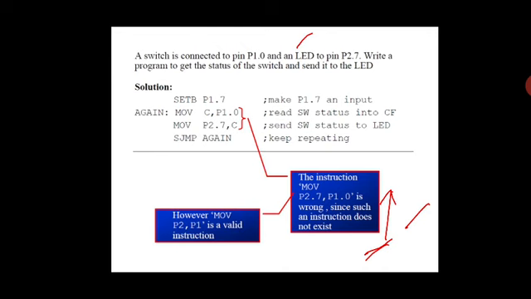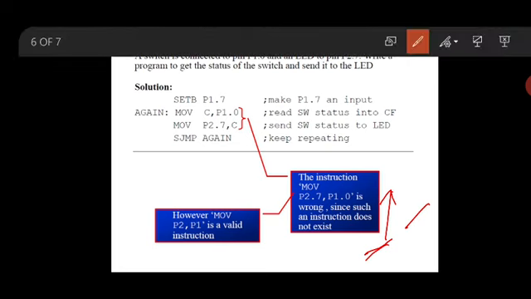Means the LED is connected to which port? Port P2. Which bit? That is the 8th bit, that is P2.7. Write a program to get the status of the switch and send it to the LED. Whatever it is, that will be sent to the LED. Now this is my switch. It is connected where now? That is P1.7.